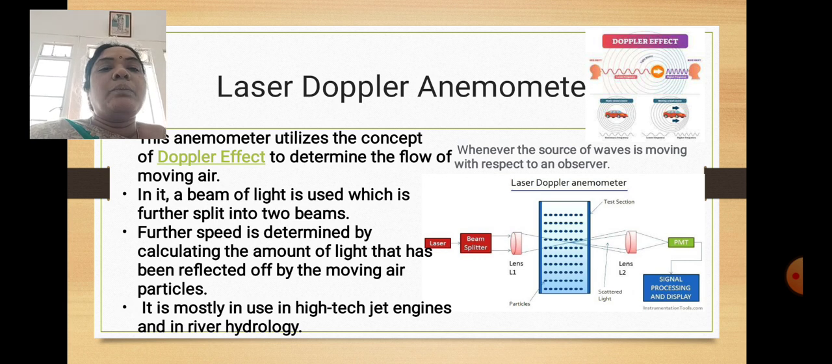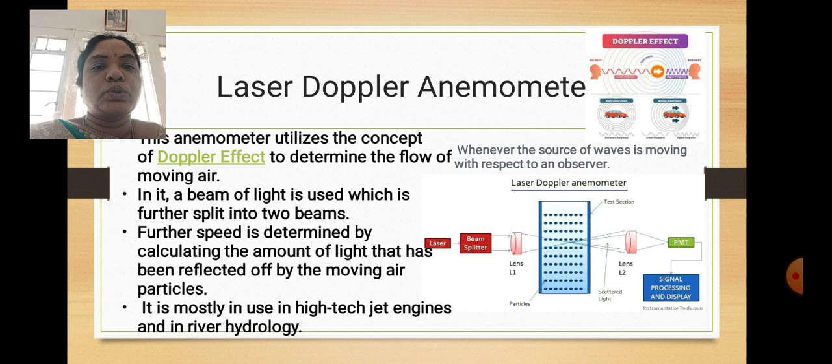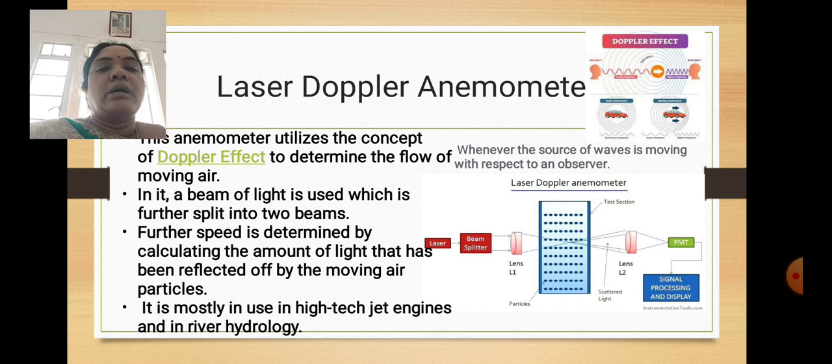In it, a beam of light is used, which is further split into two beams. Further, the speed is determined by calculating the amount of light that has been reflected off by the moving air particles. It is mostly used in high-tech jet engines and also in river hydrology.